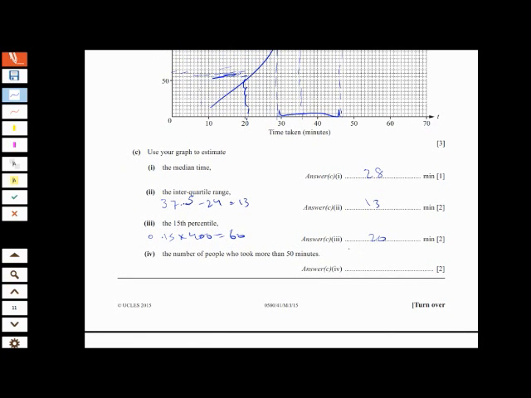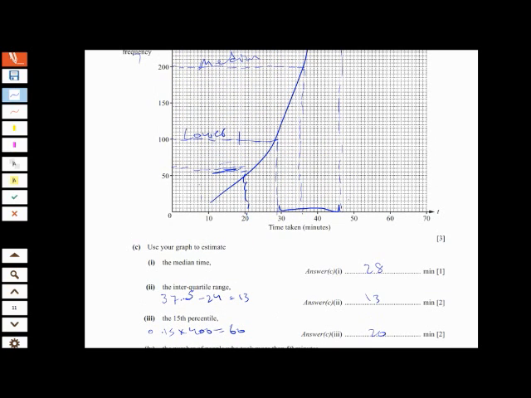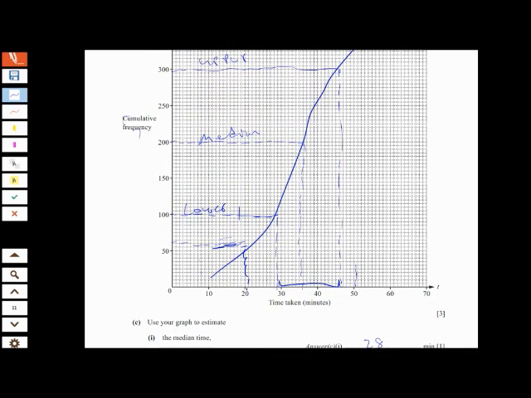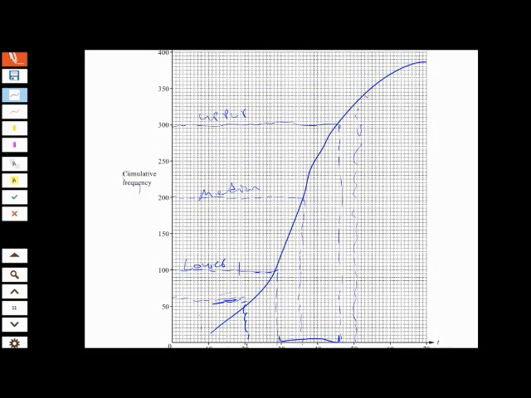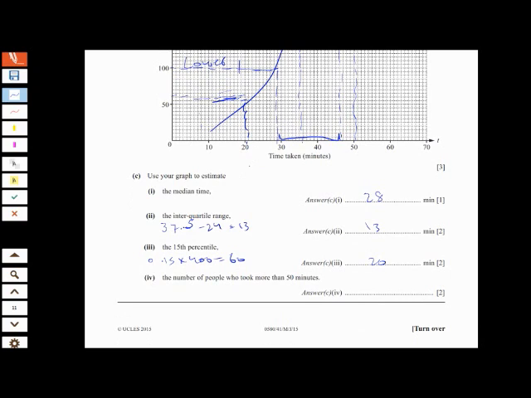So more than 50, you go to 50 minutes, to where there are 50 people. And you draw a straight line. Then connect that to the graph. You get 360. And now they want the number of people, so basically all I have to do is 400 minus 360, and that would be 40. That's the number of people that took more than 50 minutes. Right, on to the next question.